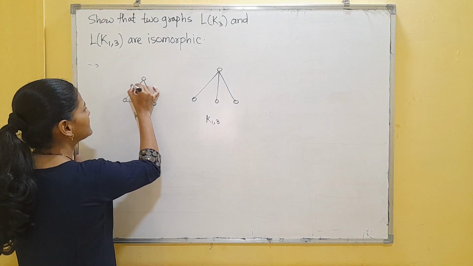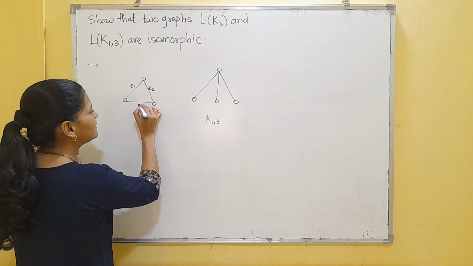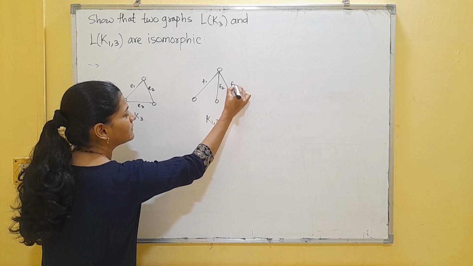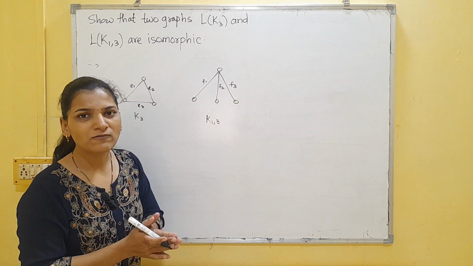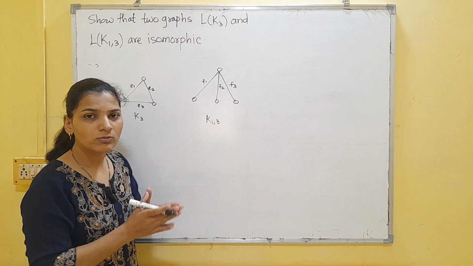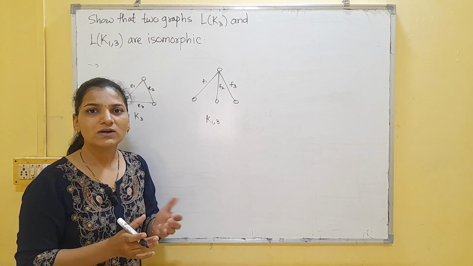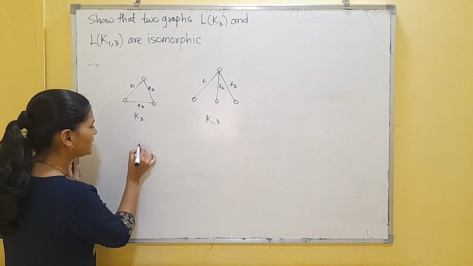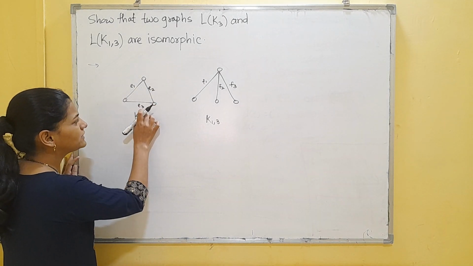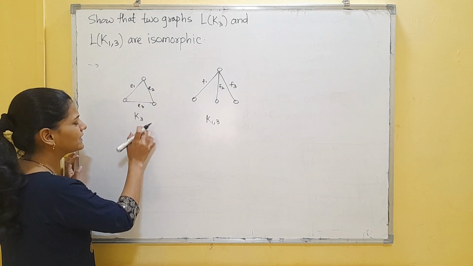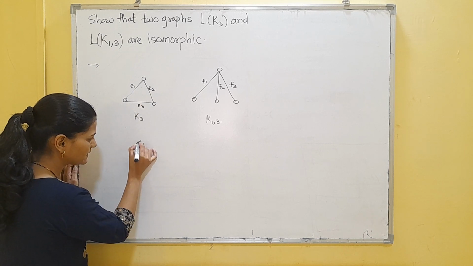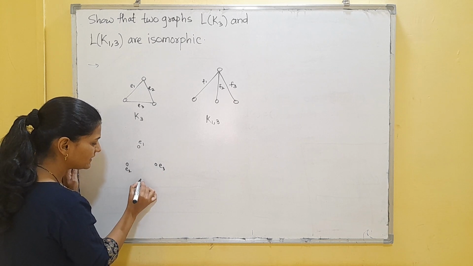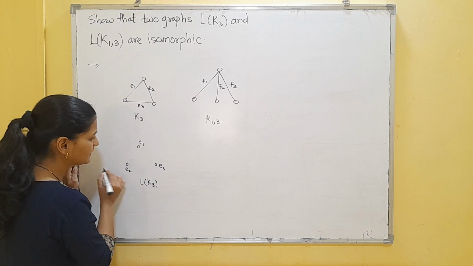I am writing here edges E1, E2, E3 and here F1, F2, F3. How to draw line graph? When we draw line graph of graph G, edges of graph G become vertices in L(G). So here E1, E2, E3, three edges are present in K3. Therefore, three vertices E1, E2, E3 will be present in L(K3).